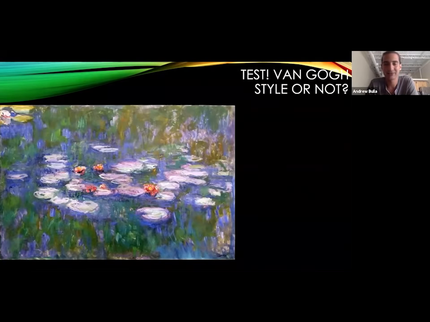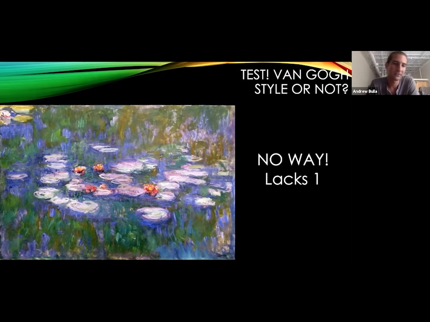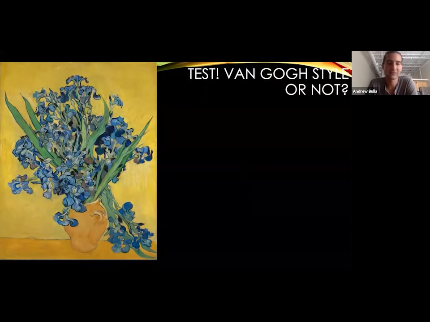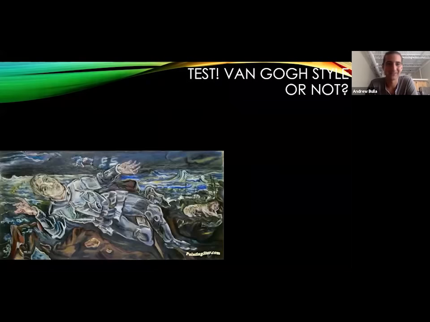Is this an example of Van Gogh style? Nope, forms are not darkly outlined. Is this an example of Van Gogh style? Yeah, it is, heck yeah. It meets all 3 of our critical features. Is this an example of Van Gogh style? Nope. Not intense in tone, right? We see lots of whites, but we don't see the intense tonal colors.